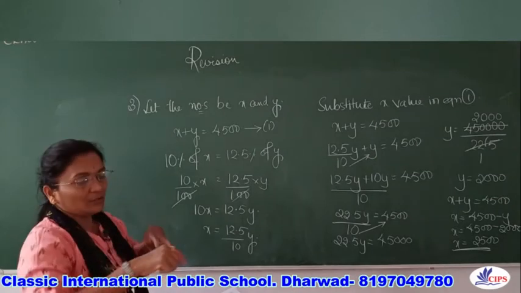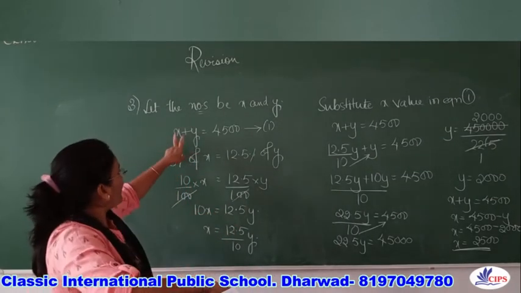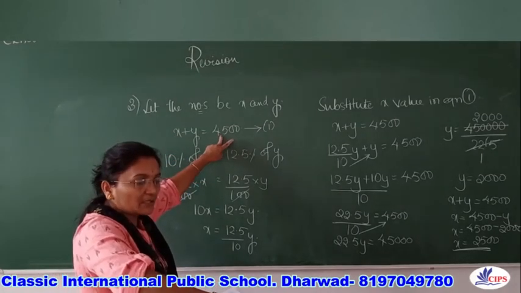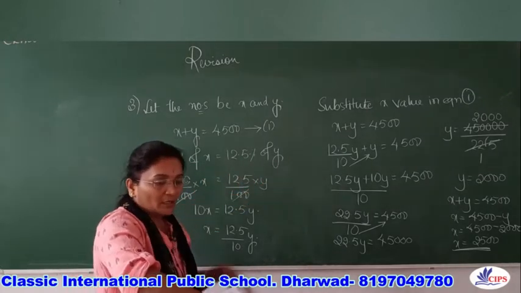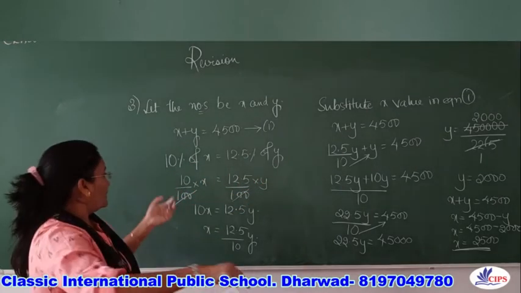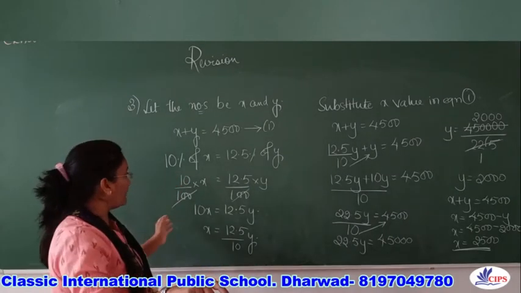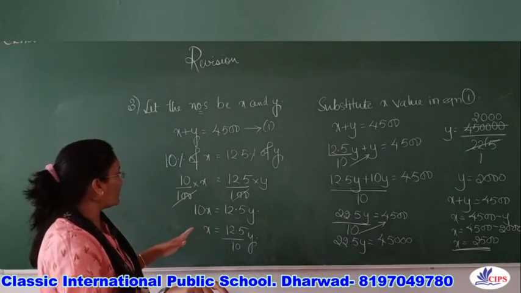So here what they have told is, the sum of two numbers is 4500. So we have taken two numbers and the sum is 4500, and they have told if 10% of one number, so 10% of x is equal to 12% of y, find the numbers. Then any one value you can find out. Either you can find the value of x or you can find the value of y. Any one of the variables you can find out.